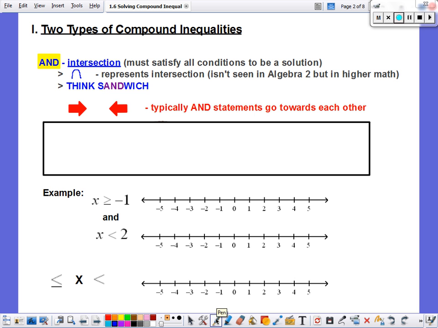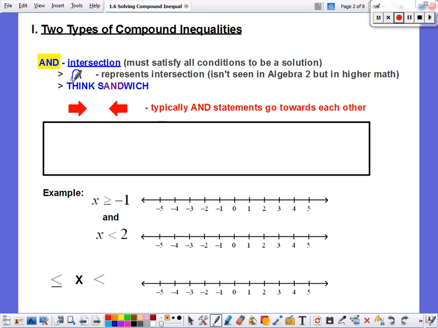Okay, let's go ahead and take a look at the two types of compound inequalities that we're going to be dealing with today. The first type is going to be an and statement or an intersection. When we deal with and statements, that means that both conditions, or all conditions, have to be met for it to be true. It must satisfy all the conditions. In discrete math, in some later classes, you're going to see a symbol that looks like an upside down U. We won't be using that symbol, but it does represent the and, or an intersection. But I wanted to at least show you that.